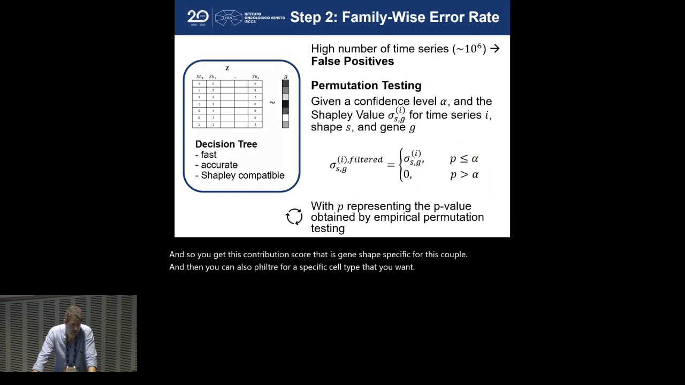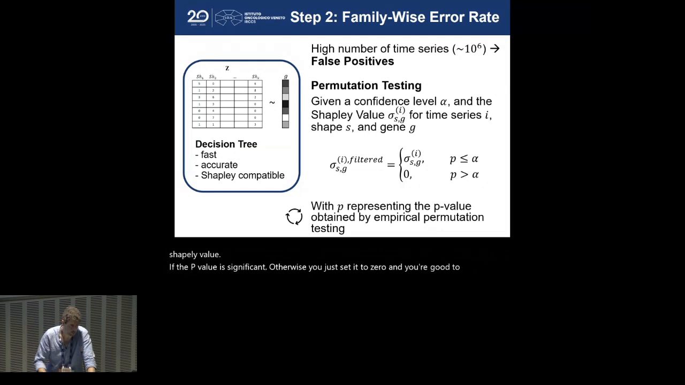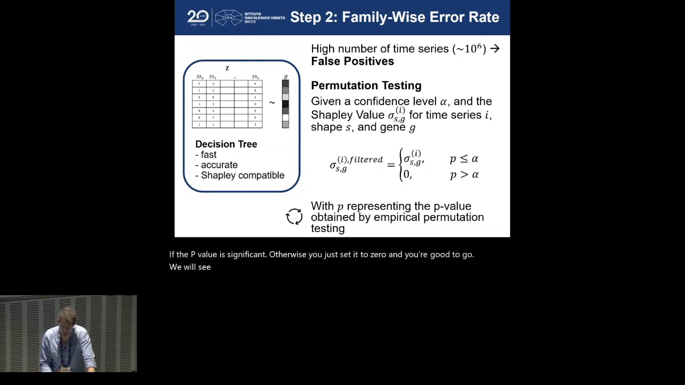The problem here is that you have a high number of data, a high number of genes and cells. So essentially you are prone to false positives. So you need to bound the family-wise error rate. So what we did is introduce a permutation testing by shuffling the genetic identity. And so after calculating the p-value of the permutation test, then of course you can keep the Shapley value if the p-value is significant. Otherwise, you just set it to 0 and you're good to go. We will see later the importance of this.